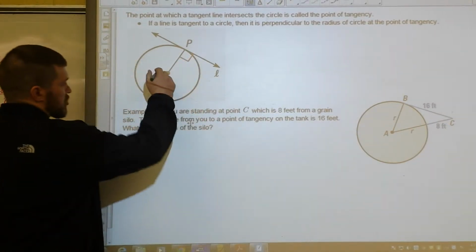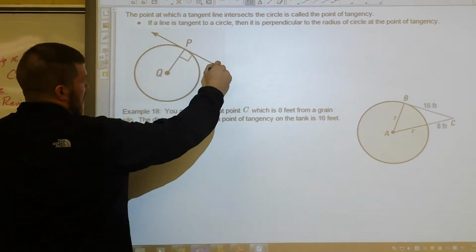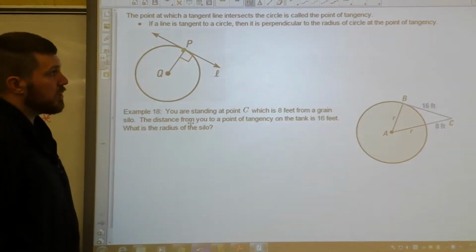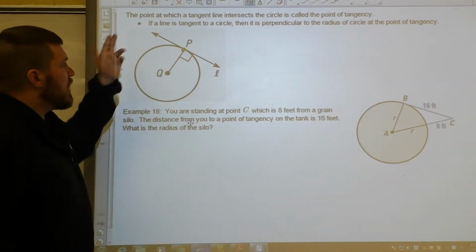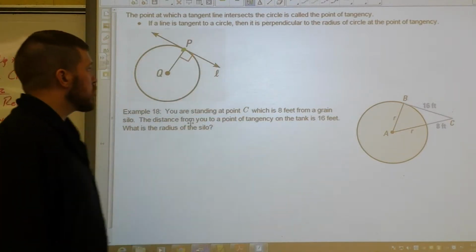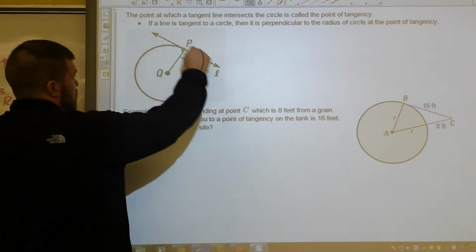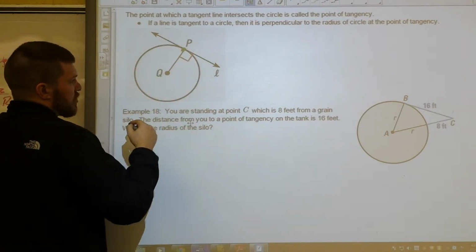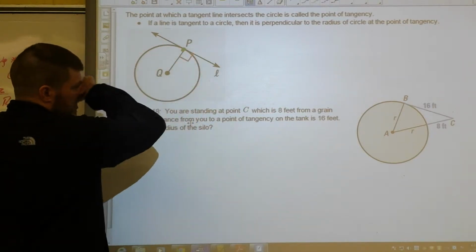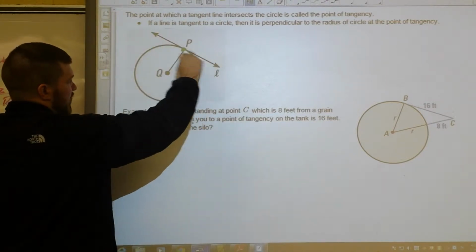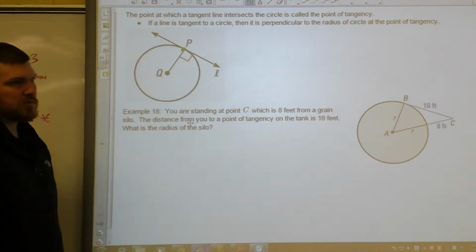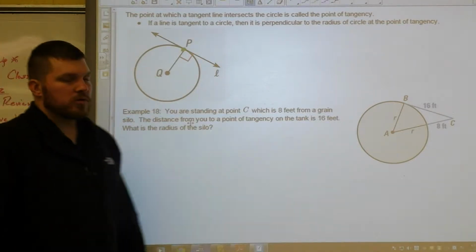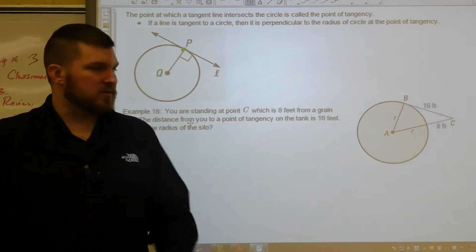So in this picture, in circle Q, the line L is tangent to the circle at point P. So point P is called a point of tangency, and based on this rule that's always true, the line L is perpendicular to the radius of circle Q at the point of tangency. So anytime you have a line that's tangent to a circle, it's always going to be perpendicular to the radius of the circle. So keep that in mind. Now we're going to apply that rule to an example.